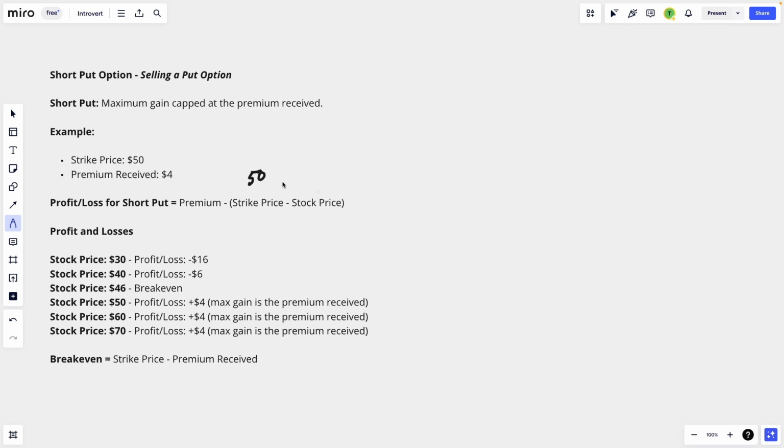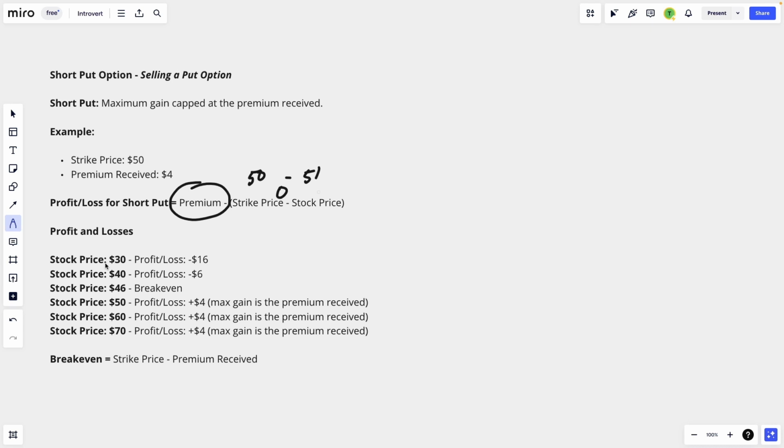So as this goes higher, that's great for us because if this is 51, then this is theoretically 0 and your premium is what you're going to keep. So we want the stock price to go up when we sell a put option. Again, we are obligated to buy the stock at the strike price of 50. So we want it to go higher so it will expire worthless.